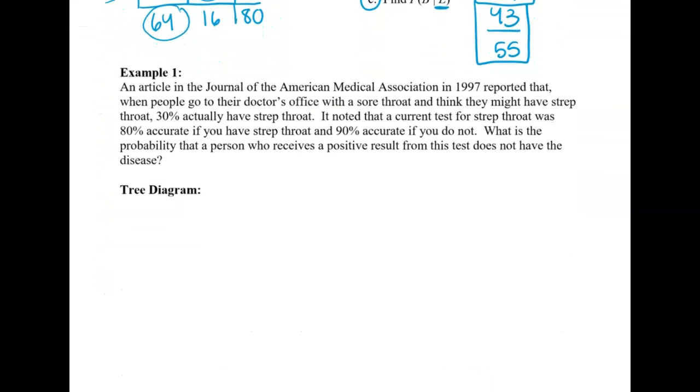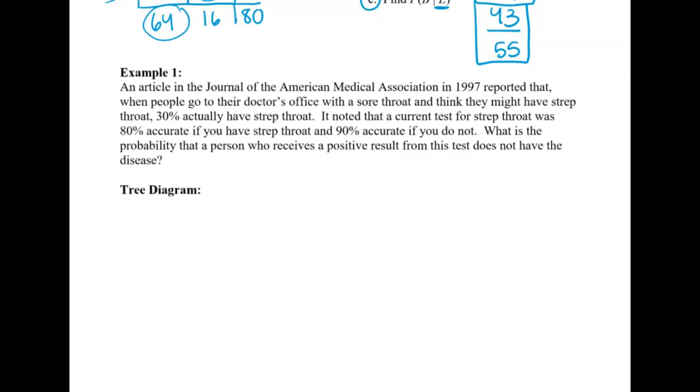Okay, an article in the Journal of the American Medical Association in 1997, a while ago, reported that when you go to your doctor's office with a sore throat and think you might have strep, 30% of those people have it. And the test was 80% accurate if you have it and 90% accurate if you don't. And we're looking for what's the probability that a person who receives a positive result does not have the disease.